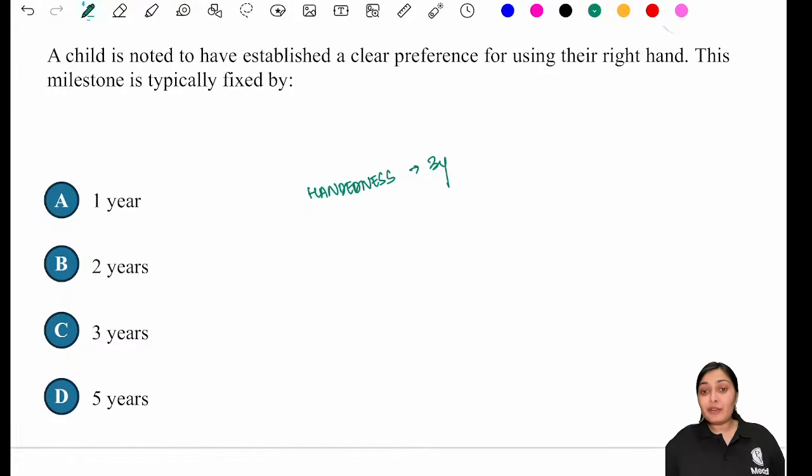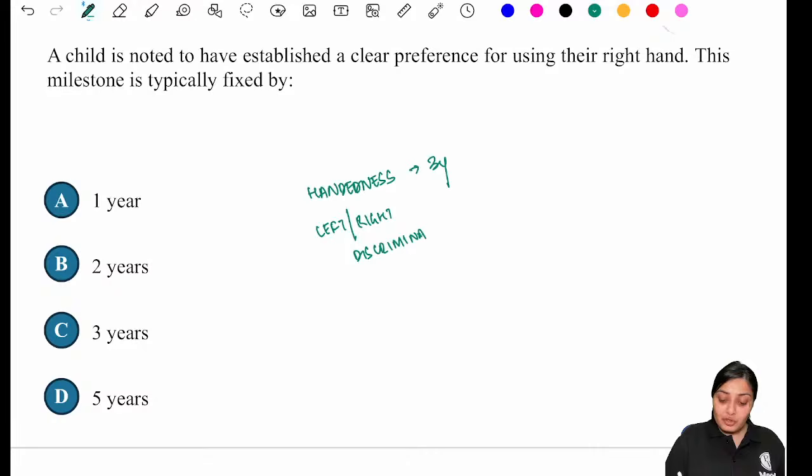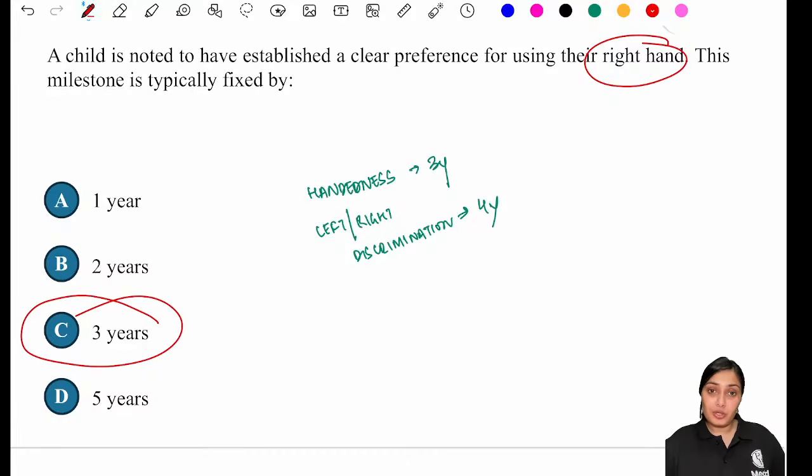It is very different from left to right discrimination. What do I mean by left to right discrimination? At 3 years, the child just is using his right hand more as compared to the left hand. But it is at 4 years of age that the child would be able to tell that this is right, this is left. So this discrimination of left and right comes at 4 years of age. So here the examiner is asking handedness. So the correct answer here would be option C, that is 3 years of age.